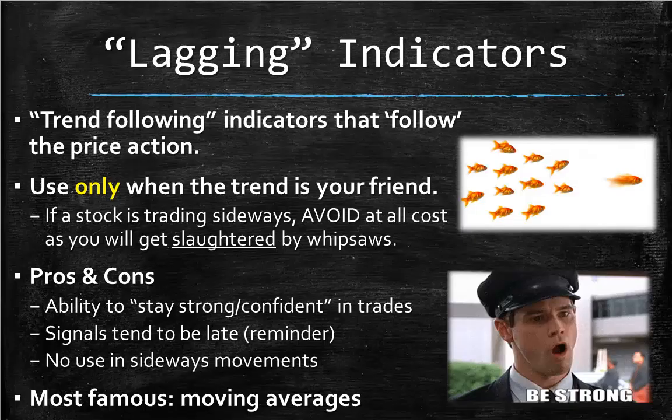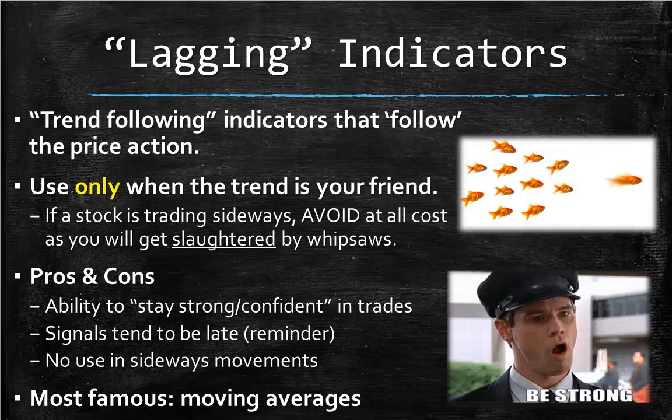The pros and cons. One big pro, when things are trending, they give you the ability to stay strong and be confident. So I've already talked about Braveheart, my other favorite comedy right here, Dumb and Dumber. So another movie assignment, go watch Dumb and Dumber if you've never seen it. And whenever you see this sign now, I guarantee you will always think of lagging indicators. Be strong is what lagging indicators help you do. Of course, again, I need to keep reiterating and annoying you with this, but they should be used only when a stock is trending. They just need to be used when a stock is trending.